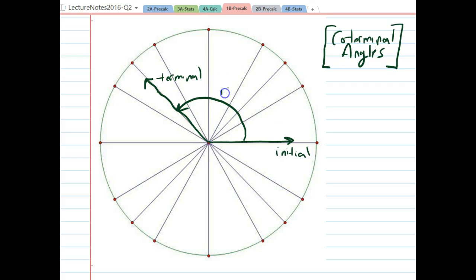Okay, and we know that that is 135 degrees, positive 135 degrees rotation, because on our unit circle we've got 135 degrees over here. And that is an angle. It has to have an initial side and a terminal side, because I have to have two sides between which to measure the rotation.